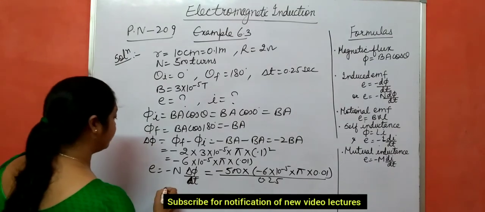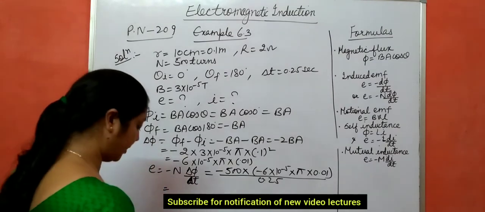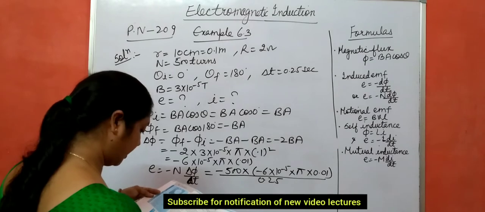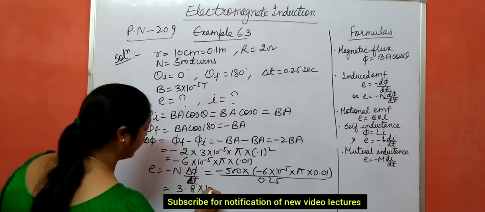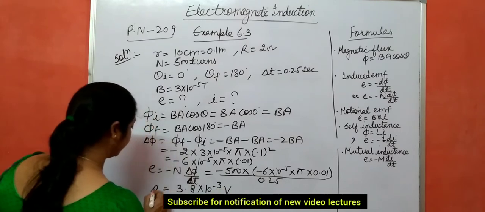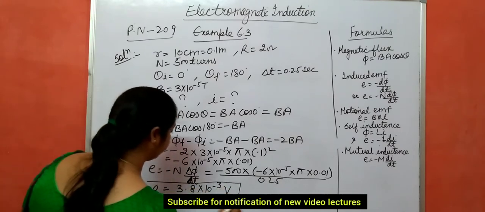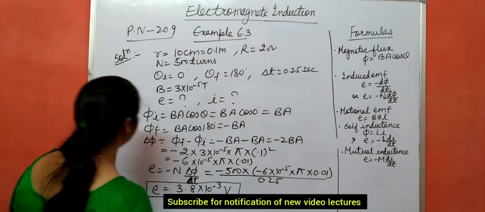So induced EMF becomes, after calculating this, 3.8 into 10 to the power minus 3 volt. This is the value for induced EMF, right?